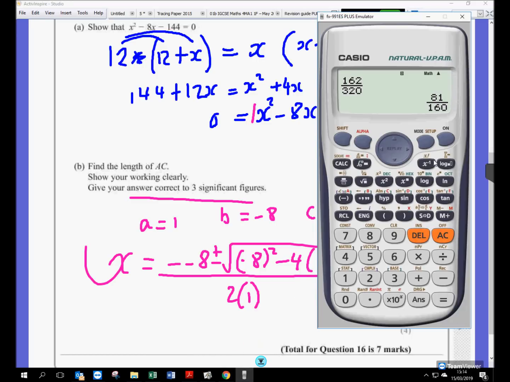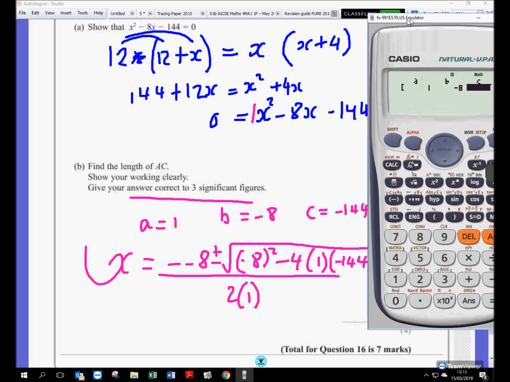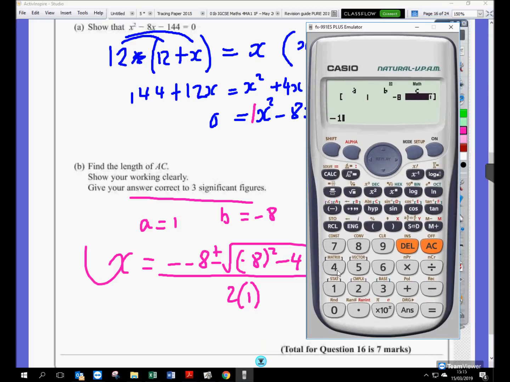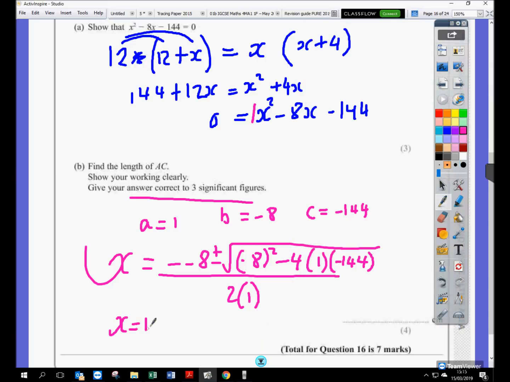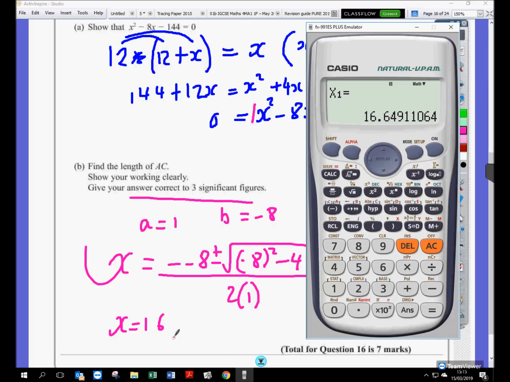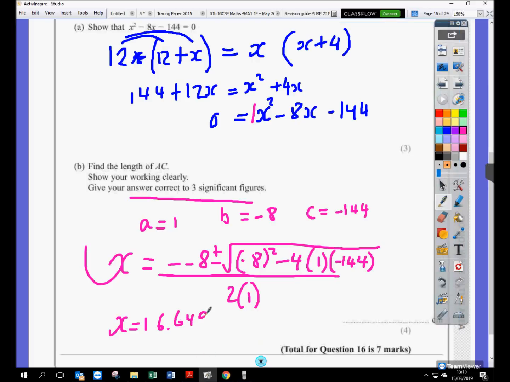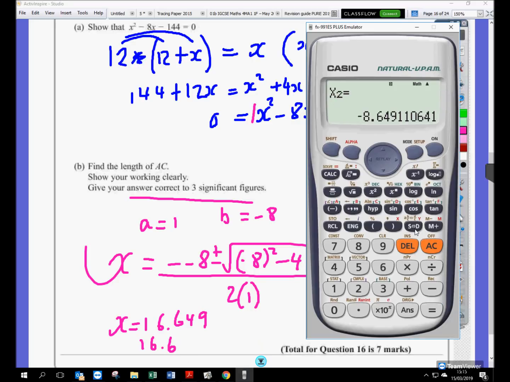Then use the silver calculator. So mode equation, option 3. Enter your a, b, and c. So 1 and negative 8 and negative 144. We've got 2 answers. One of them is 16.6. X equals 16. You copy down the display, remember, 6, 4, 9, etc. That's going to be 16.6. And then there's the other one, which is minus 8.64.